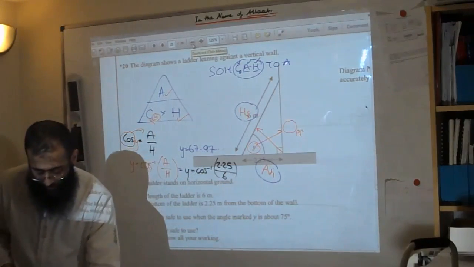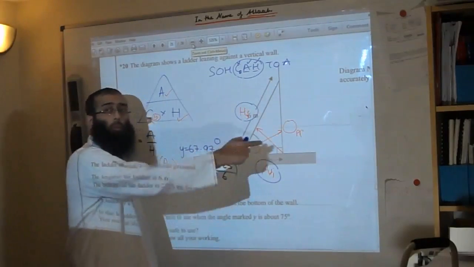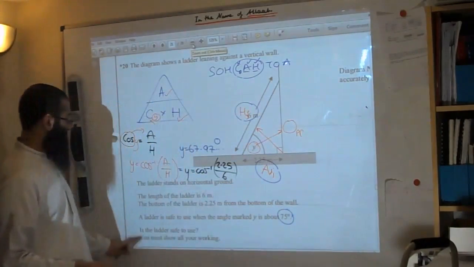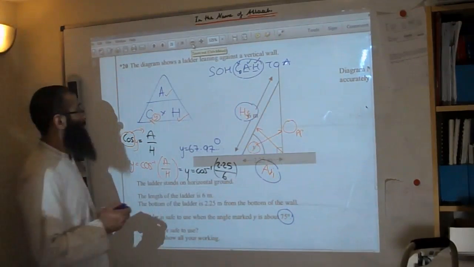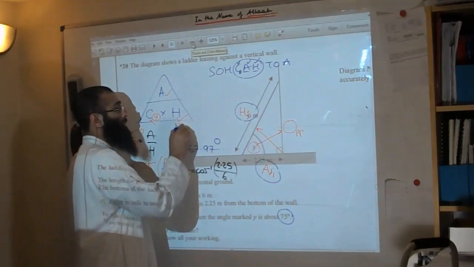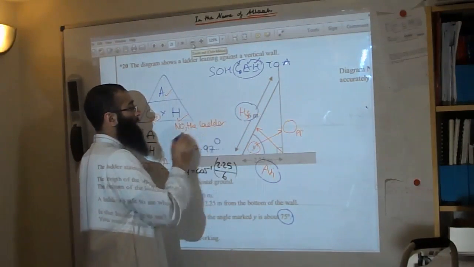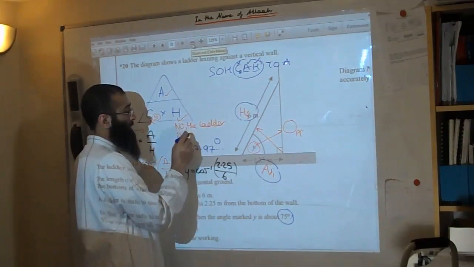Okay, right. So the angle that we got is 67.97 degrees, and it's only safe at about 75. So is the ladder safe? And the answer is no. So we say no, the ladder is unsafe. No, the ladder is not safe.